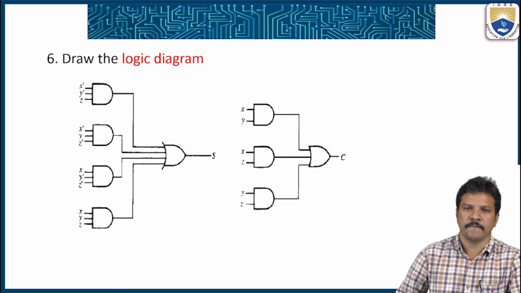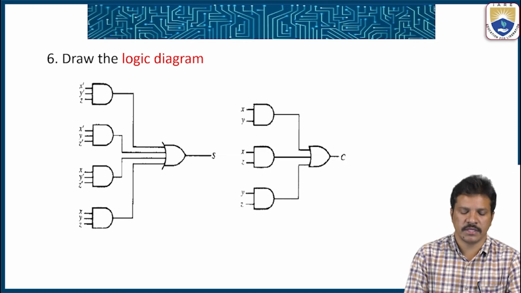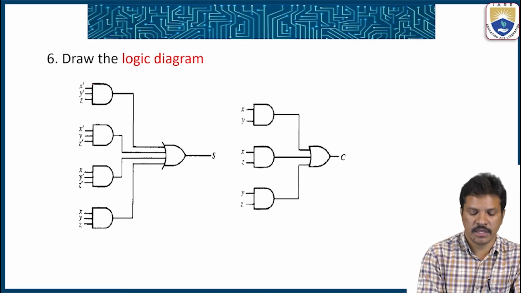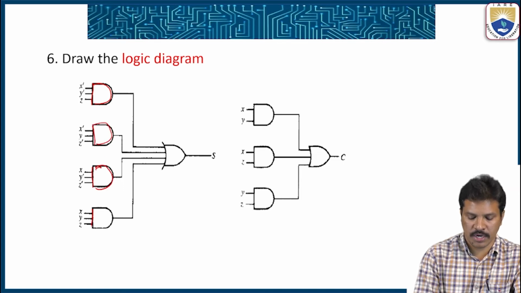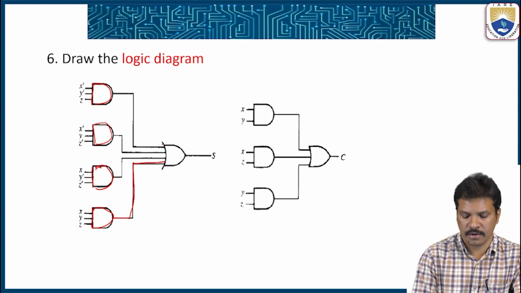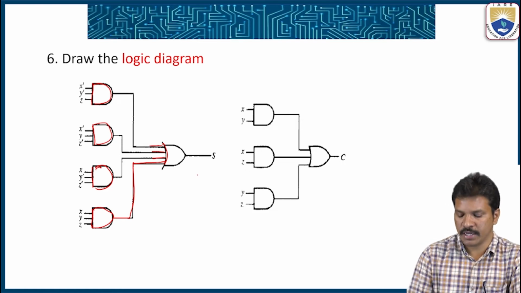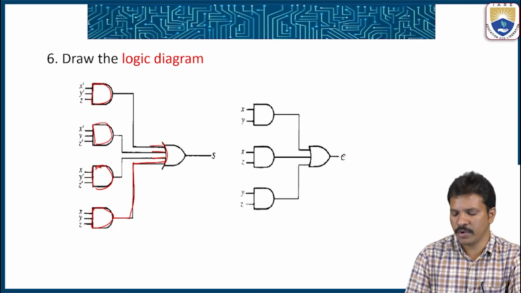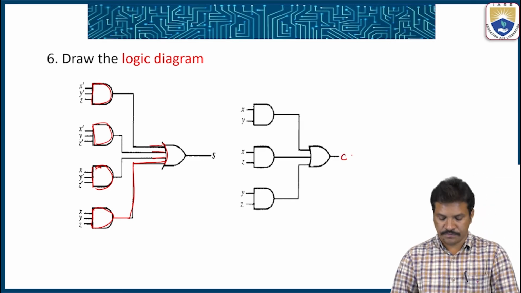We are considering the complementary variables as they are. Directly we can take the complementary variables x bar, y bar, z. This is a 3 input AND gate, another minterm AND gate, 3 input AND gates. These are connected with a 4 input OR gate. It is called S. XY, YZ, XZ, these 3 AND gates are connected with a simple OR gate. You will get C.